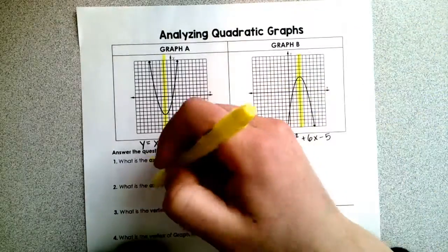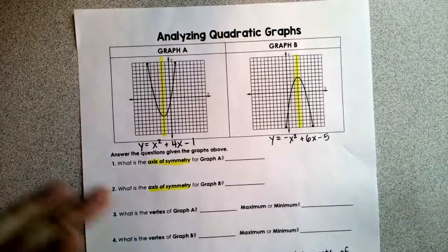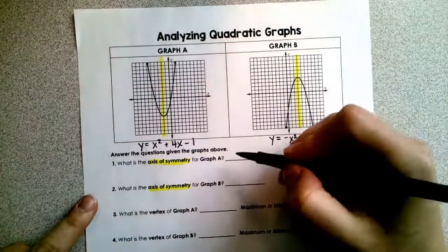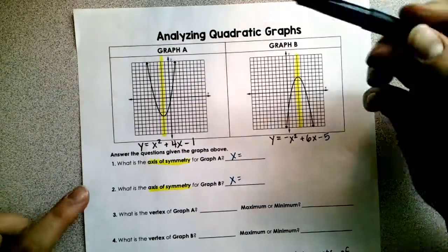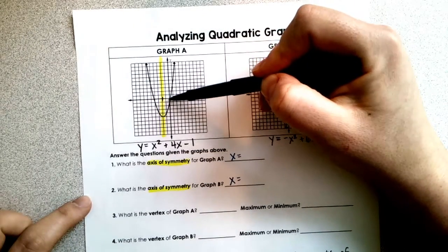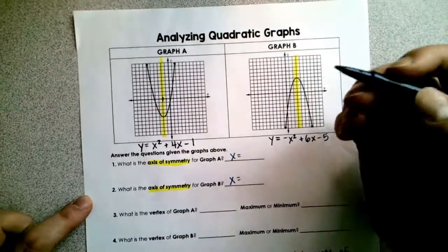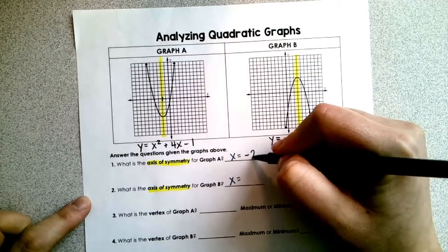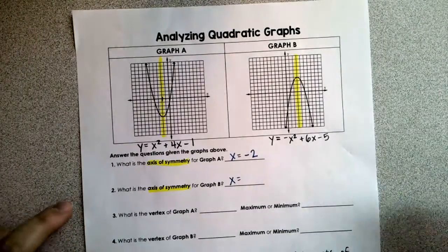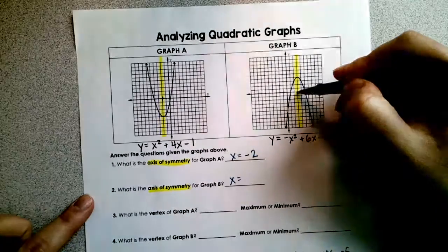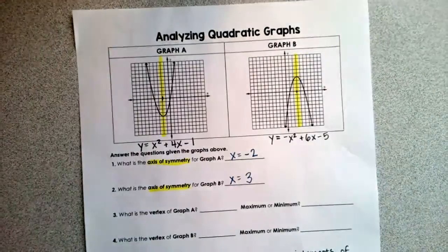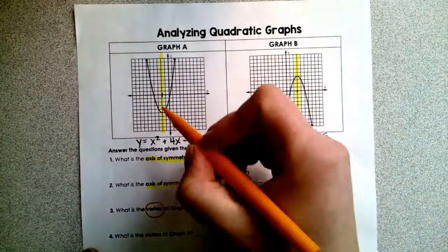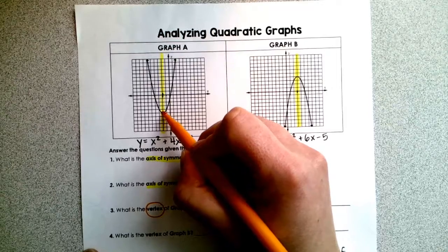And we know that vertical lines have an equation x equals a number. So the axis of symmetry for both of these graphs will be x equals whatever number it is going through. So this vertical line is going through the x value of -2, so the axis of symmetry is x equals -2. And in graph B, it's going through an x value of 3, so x equals 3 is the equation for the axis of symmetry.